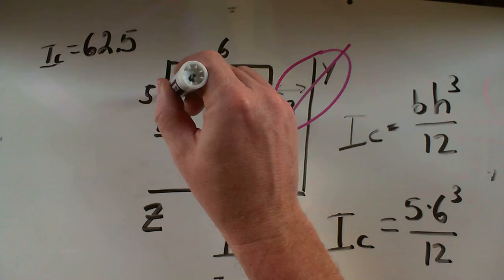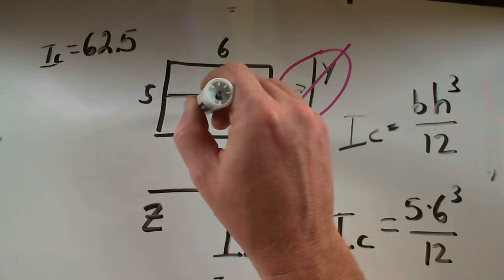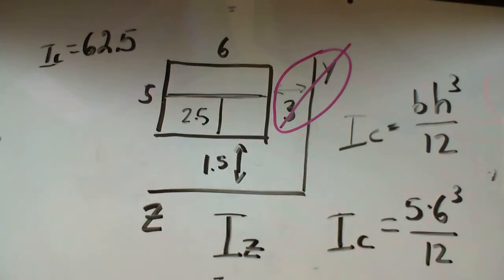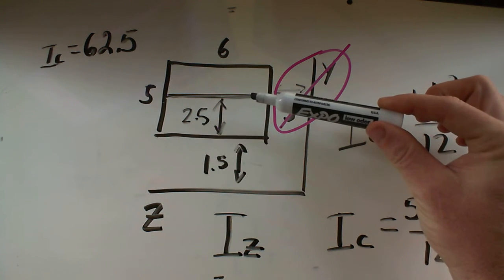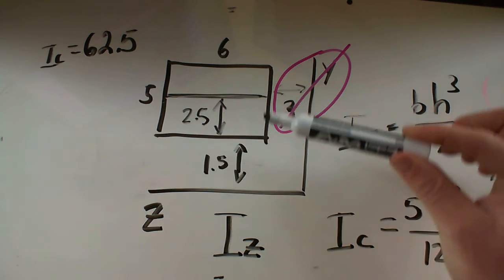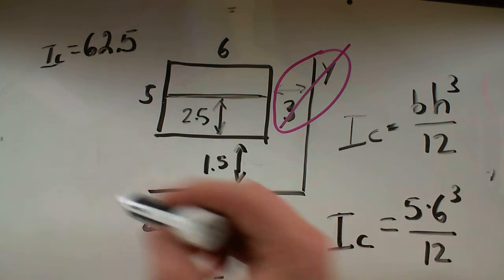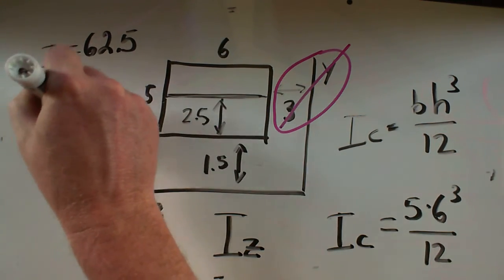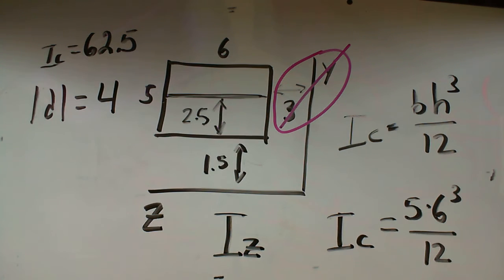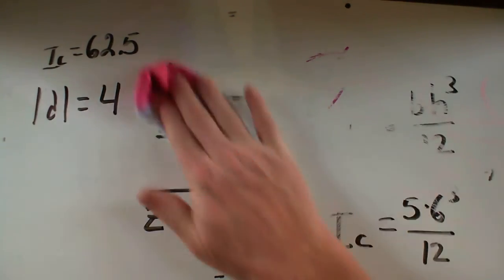We know that the centroid of the shape is going to be at 2.5 into the shape. So the 2.5 plus the 1.5, the distance from the centroid down to the z-axis, d equals 4. So now we have calculated the 62.5 and the 4. That is the information that I need. I'm going to go ahead and get rid of all this.